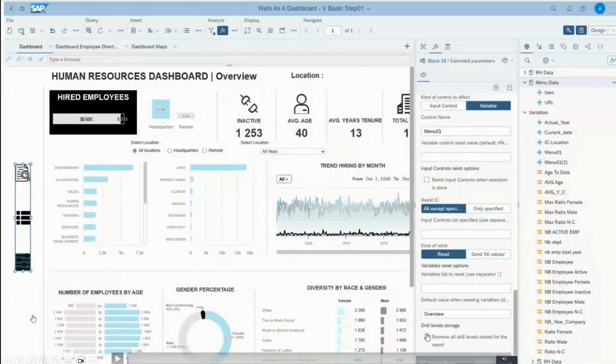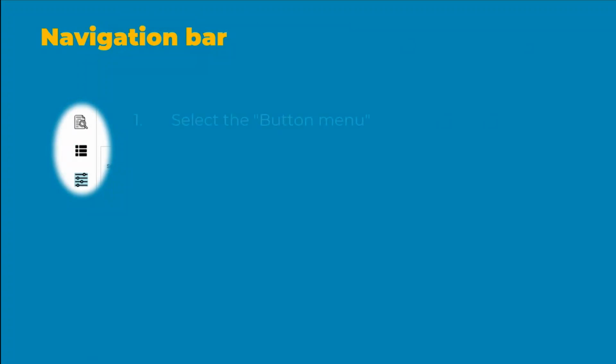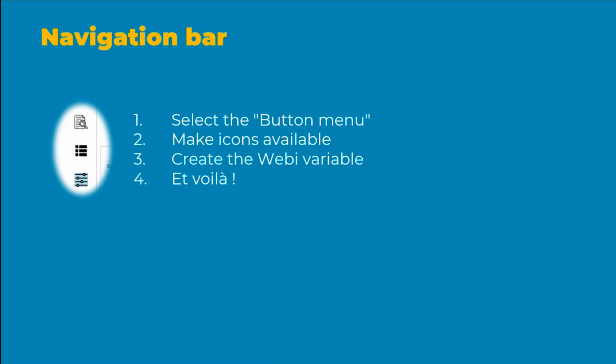So what happened here? What did we do? We inserted a new element. We chose the menu button. And of course, you must make the icon available. We created a mobile variable called menu01. And that's it. We're able to insert an element into our dashboard, and voila, that was it.